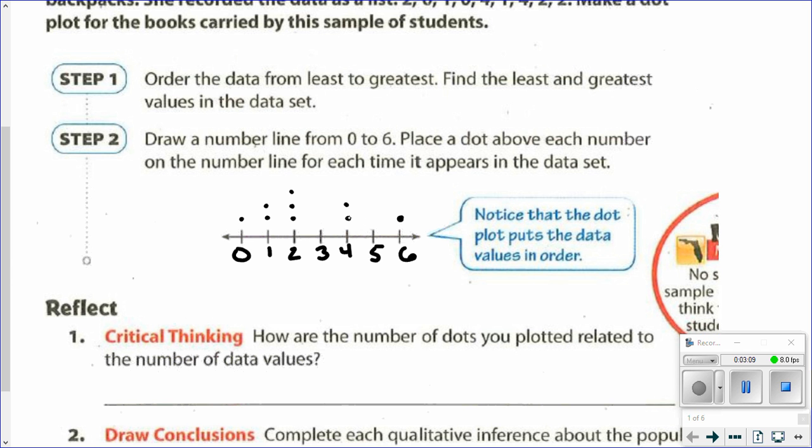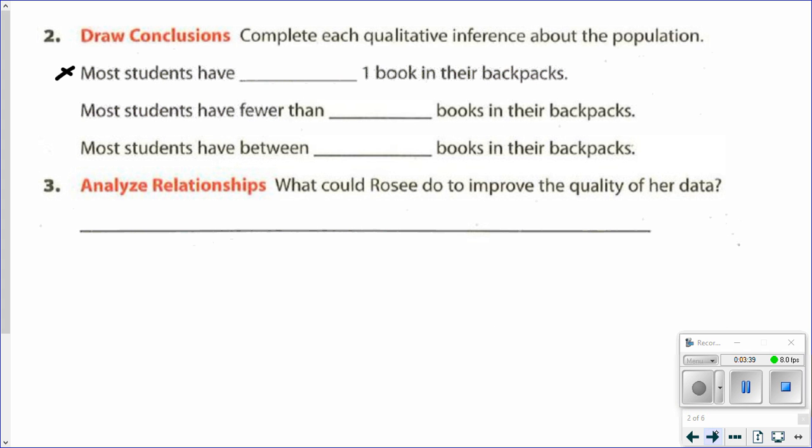I can't think of the right word to say here. But you want a statement that makes an impact, that's true. You could say most students have fewer than 4. That's also true. But it would be a better statement if you said most students had fewer than 3, because most of our data is right here. Out of the 9 students, 6 of them have between 0 and 2 books here. So the best statement would be to say that most students have fewer than 3 books in their backpack.